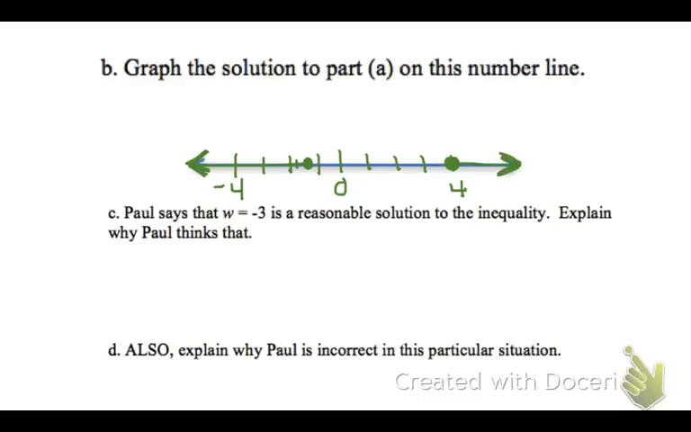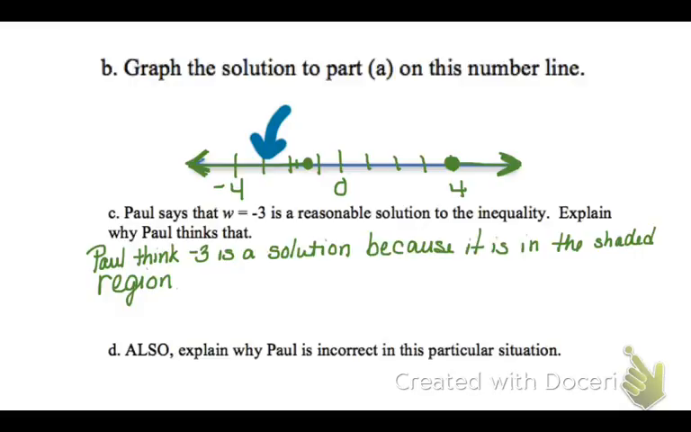Now this leads me to the analysis part questions. It says Paul says that W equals -3 is a reasonable solution to the inequality. Explain why Paul thinks that. Well, -3 would be right here. So that looks completely reasonable. So I say that Paul thinks -3 is a solution because it is in the shaded region. Now, the one thing you don't want to do is argue with the question. If it says that he thinks it is a reasonable solution, and to explain why he thinks that, if they're telling you it's a reasonable thought process, don't argue and say that it's not.